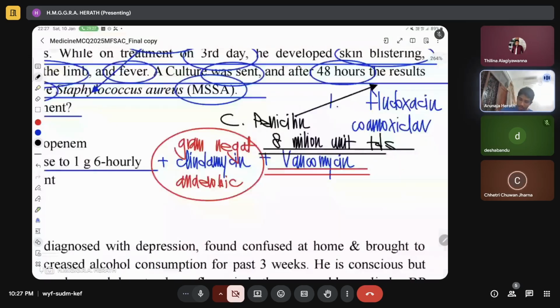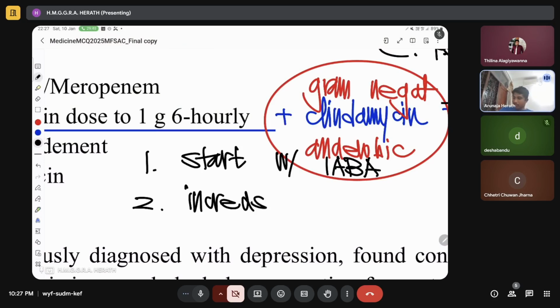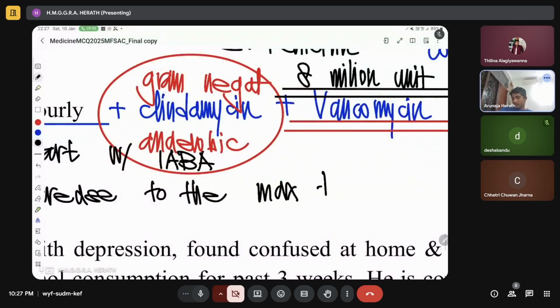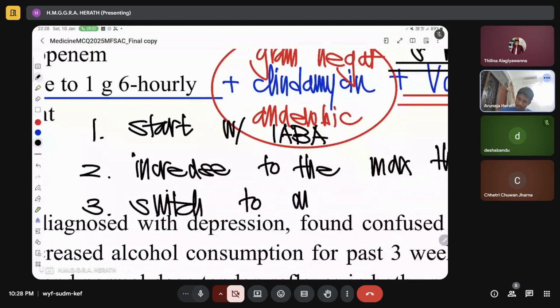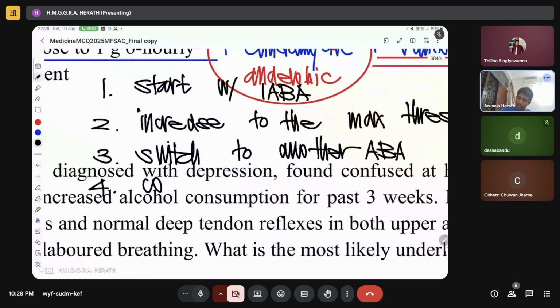Right? So now usually when you give antibiotics, remember this rule. First start with one antibiotic. Okay. And then the second one is increase the antibiotic dose to the maximum threshold. And then you can switch to another antibiotic. And the fourth one is sometimes if after switching also not working, you can then only combine.